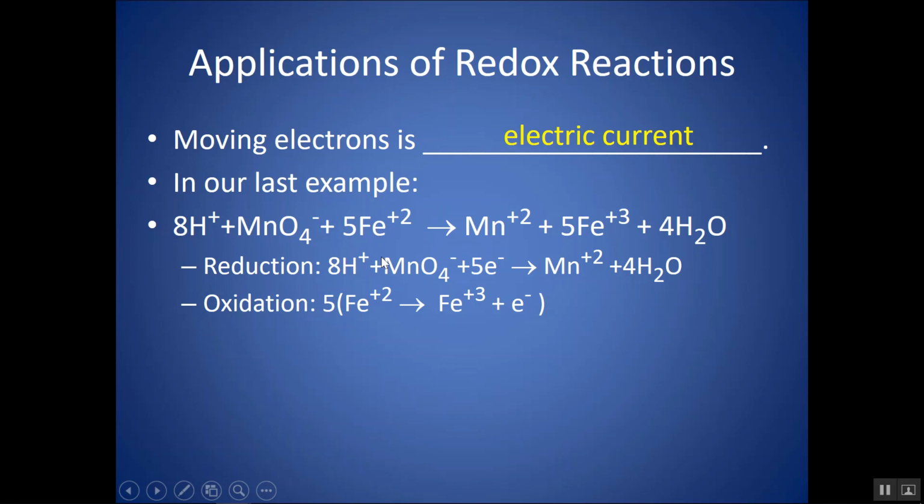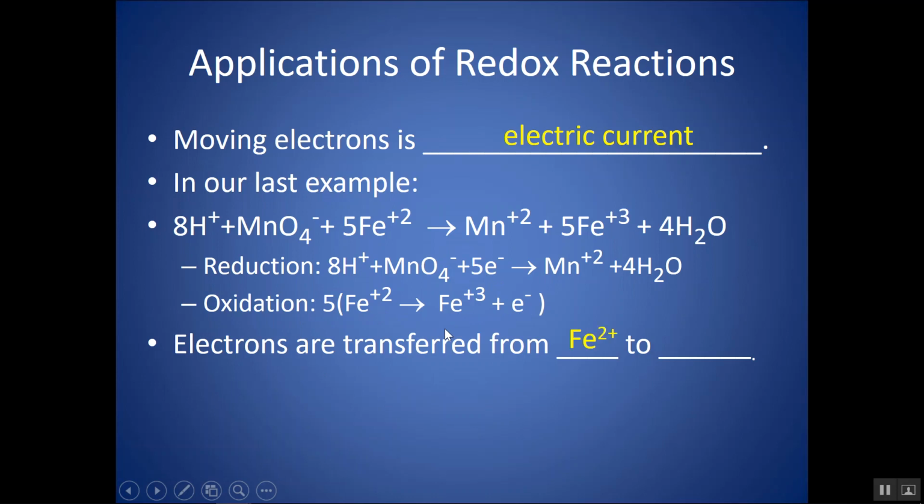We could break it down into two separate half reactions. You have a reduction half where you see electrons being gained. In this case, 5 electrons are gained. You have an oxidation half where you have electrons being lost. And so you do have this transfer of electrons from whatever's oxidized, in this case the Fe2+ is oxidized, it's going up in oxidation number, to what's reduced, in this case the MnO4- is reduced because the Mn is going down in oxidation number from +7 to +2.